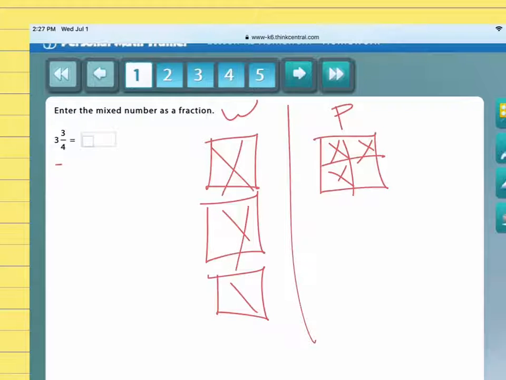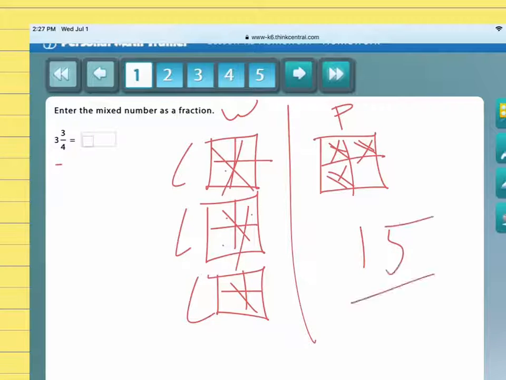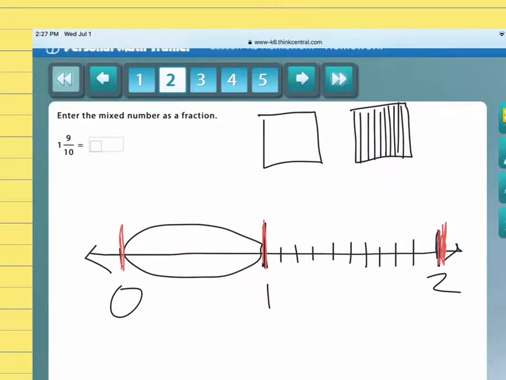Then simply convert these wholes into parts. So each whole would have 4 parts. And you count out the parts: 4, 8, 12, 13, 14, 15. So that will give you 15 parts, and each of those parts is called a fourth. So 3 3/4, if you draw it and divide it into parts, will equal 15 fourths.